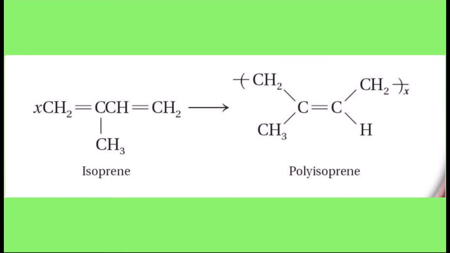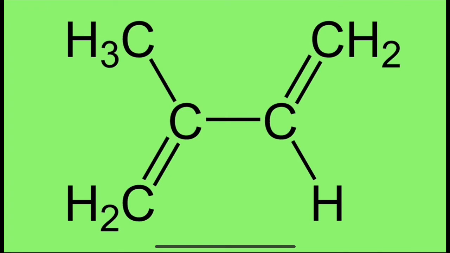Since isoprene has two double bonds, it still retains one of them after the polymerization reaction. Natural rubber has a cis configuration for the methyl groups. In addition polymerization, the monomers will have a double bond. The monomer of natural rubber, isoprene, has two double bonds as depicted.